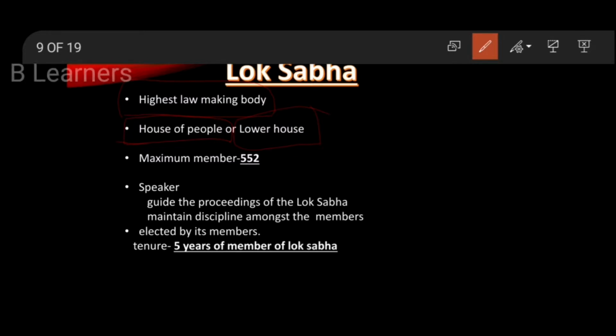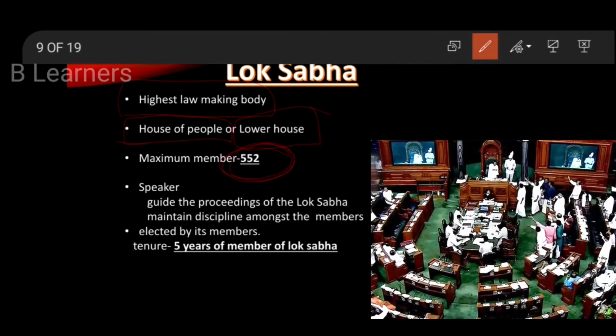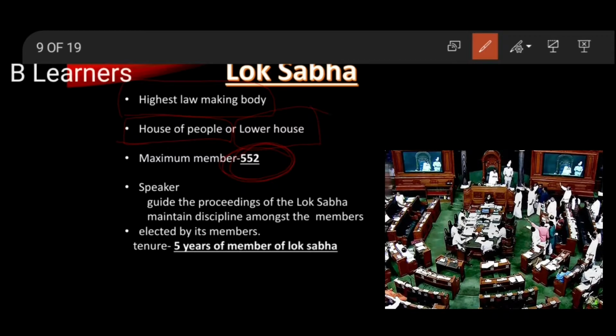Now, how many members can there be in the Lok Sabha? The answer is 552. This is the maximum number of members of the Lok Sabha. Now there is a person called the Speaker who guides the proceedings of the Lok Sabha, and one more responsibility given to the Speaker is to maintain discipline amongst the members.